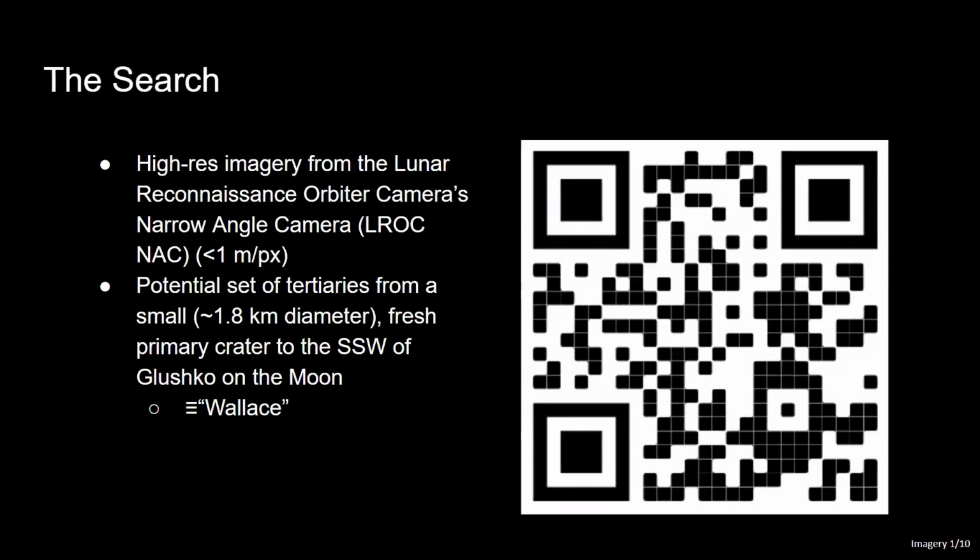This is a satellite that's orbiting the moon. It's American, and it has a pixel size of less than 1 meter per pixel. Very good resolution. And in this work, we present a potential set of tertiaries from a small 1.8 kilometer diameter, fresh primary crater to the south-southwest of Glushko crater on the moon. That takes a really long time to say, so I'm going to call it Wallace. We are working on naming it.